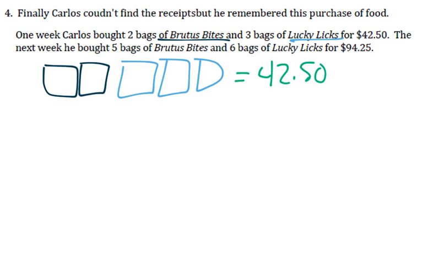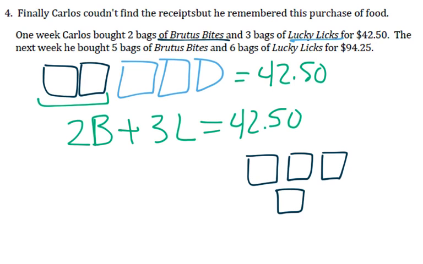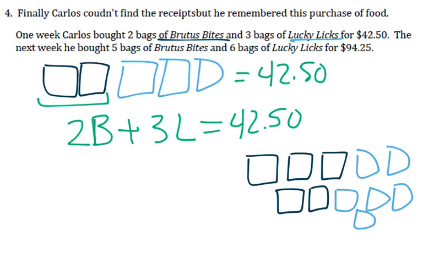Could we make this into a more, I guess, equation-y form? Yeah. 2 times the Brutus Bites plus 3 times the Lucky Licks equals $42.50. Yeah, we could do that. And then the other one, 5 bags and 6 bags, and that one equals $94.25. Okay. And then we'd have to say, is there a way that I can match these up, right?